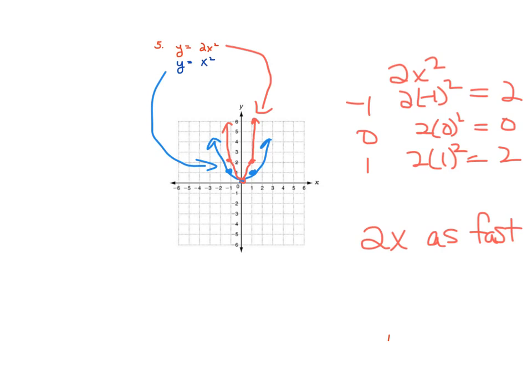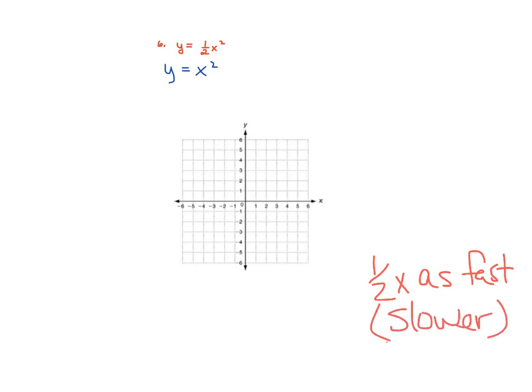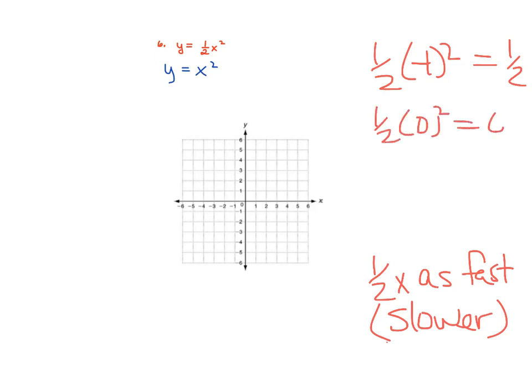Okay, so here's the fraction. You're going to see that it's going to be outside of the blue lines. So here it's 1/2 x squared. So this is going to go up half as fast or slower. So like we're compressing this one. So again, 1/2 times negative 1 squared is just going to be 1/2. And then 1/2 times 0 squared is 0. 1/2 times 1 squared is still 1/2. Again, notice it's symmetrical. Those two are going to be the same.